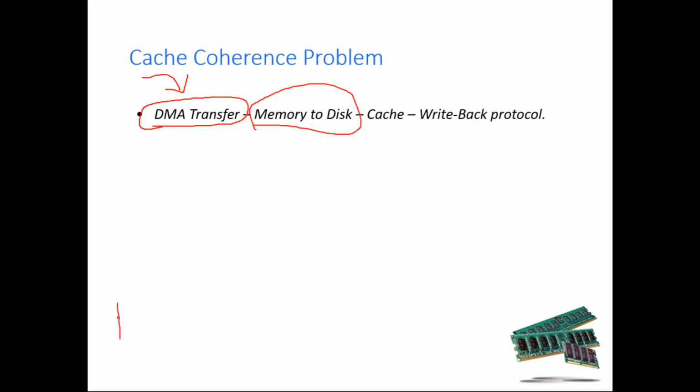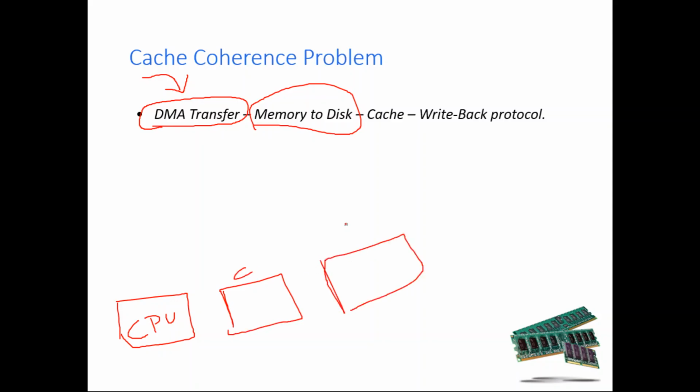Again, assume the same scenario. We have the CPU here, we have cache memory here, and here we have main memory. Say this is the disk. Say a particular block is available in the main memory. Say block 124 is available in the main memory, and block 124 is also available in the cache memory.